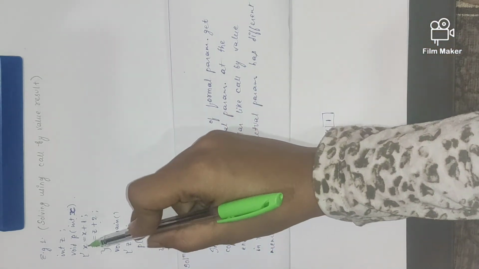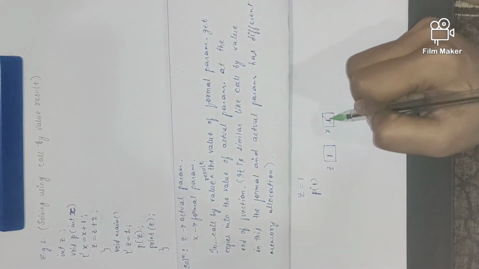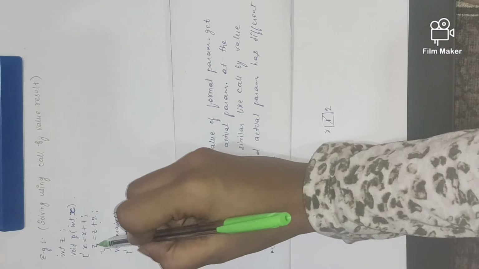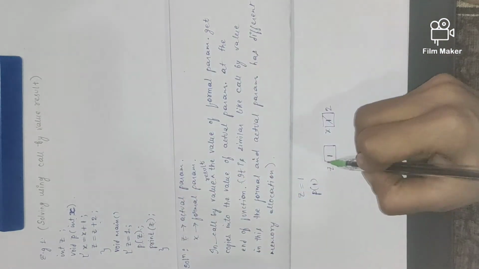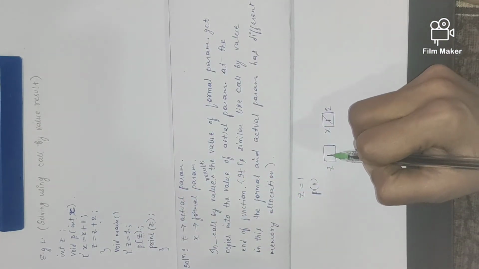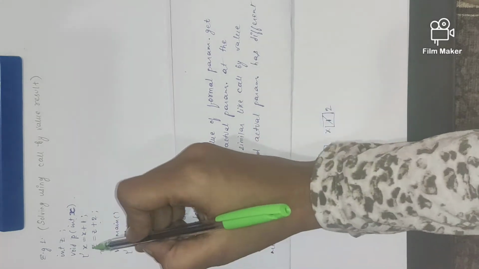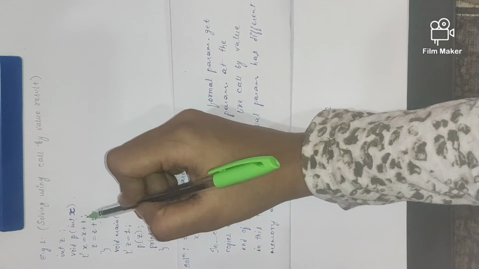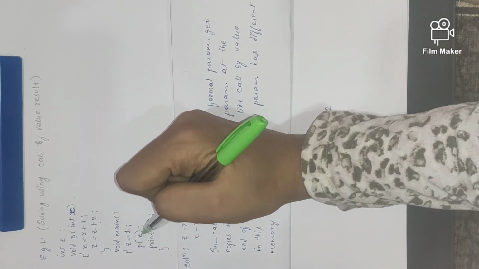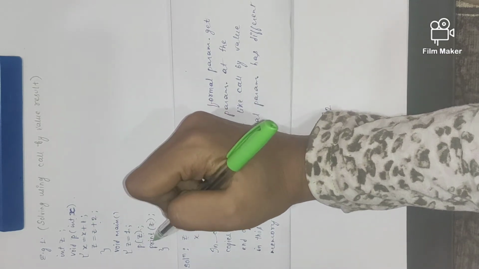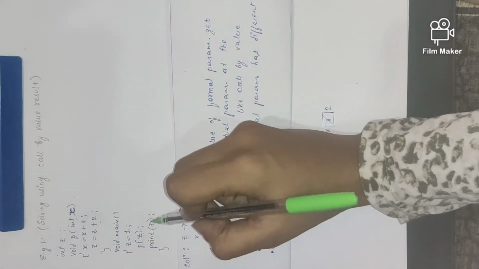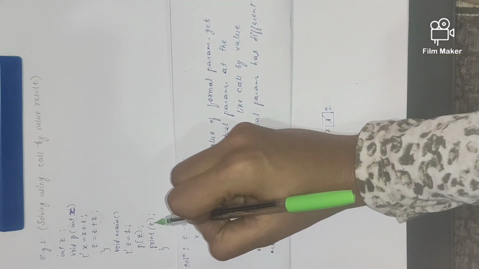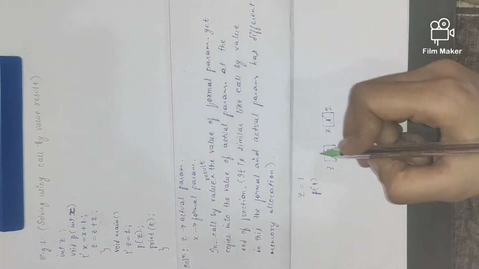Now x equals x plus 1, which means x equals 2. Now z equals z plus 2, which means z is initially 1, so z equals 1 plus 2, which is 3. Now this function has ended, so p of z has been completed. Now the print of z statement will move forward.